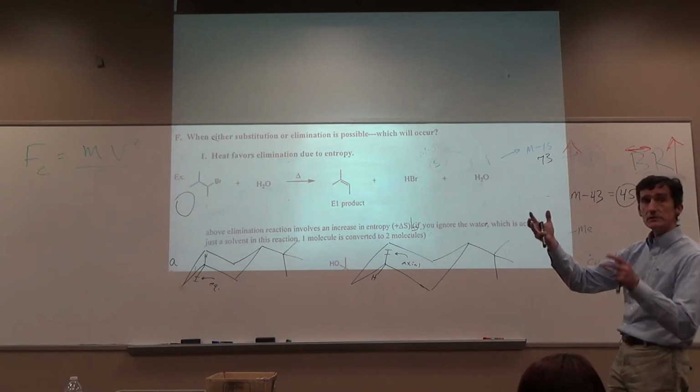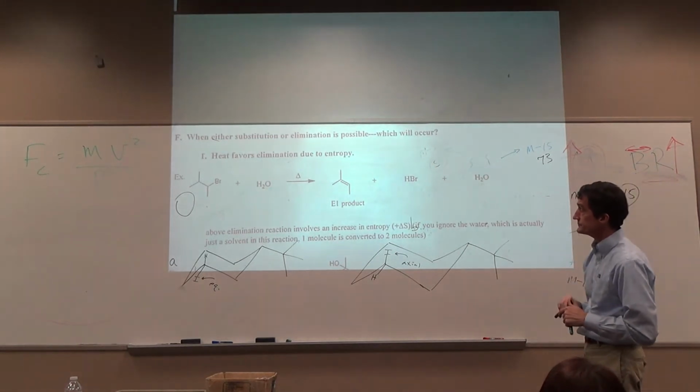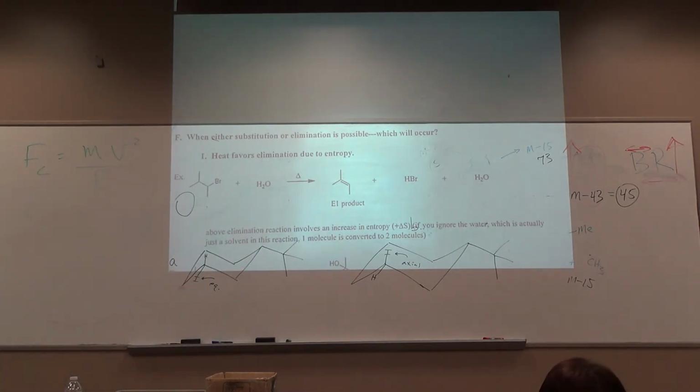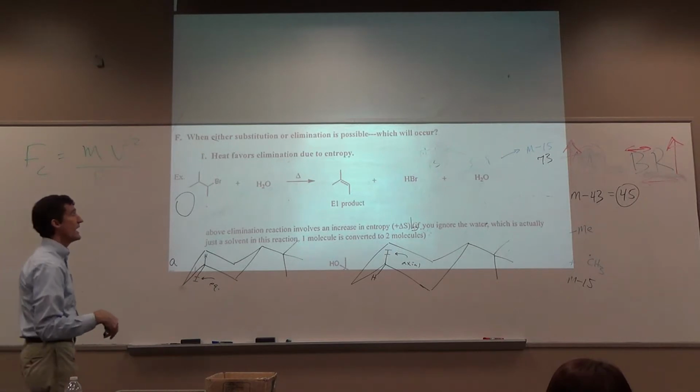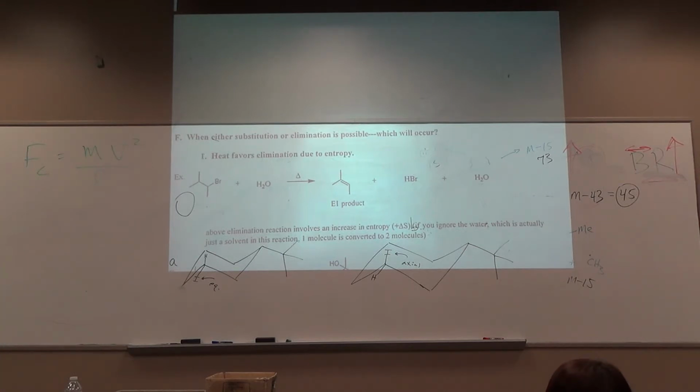We need a substitution. Okay, we're going to start going back and looking at substitution and elimination. When either are possible, which will occur? The first thing we can say is that heat favors elimination. Why? Because in your Gibbs free energy equation, heat magnifies which term? Entropy. Which do you get more entropy consideration? Substitution, elimination? Elimination, typically you convert one molecule into two when you eliminate like HBr or water. So eliminations are more entropically favored. And if you heat, you'll magnify that favorable entropy term, and it'll want to eliminate more based on your thermodynamics.